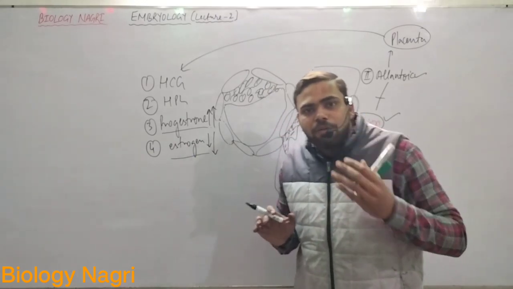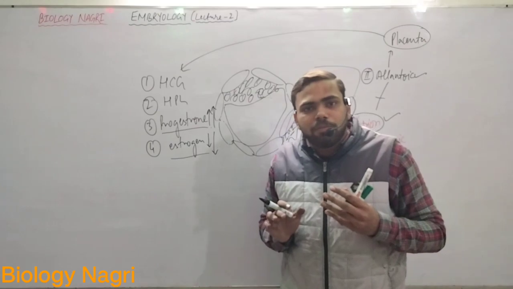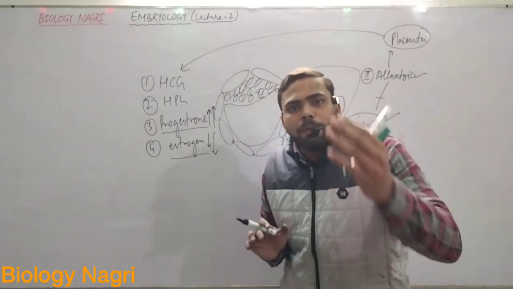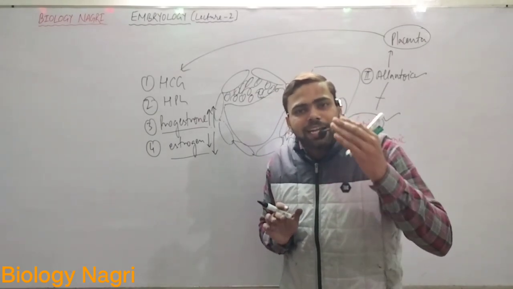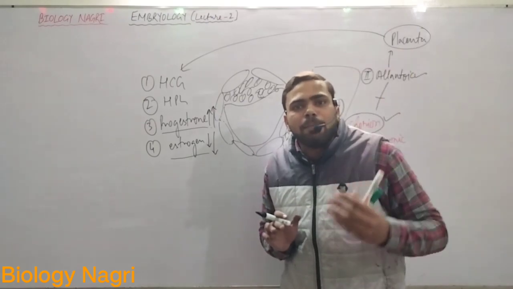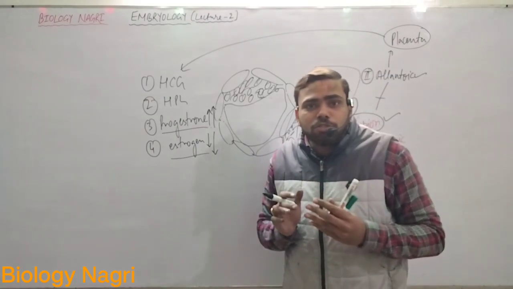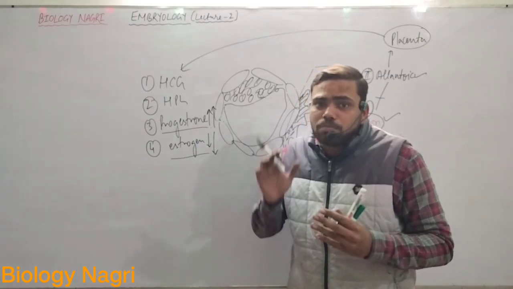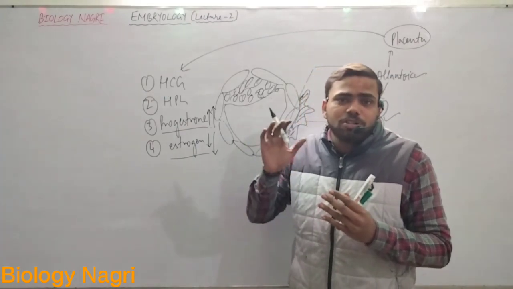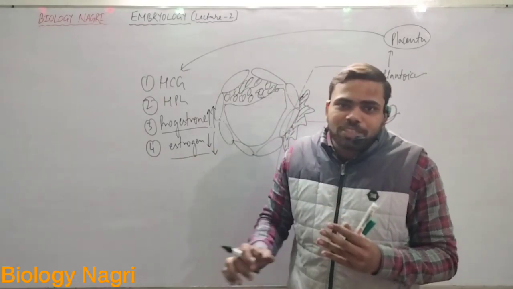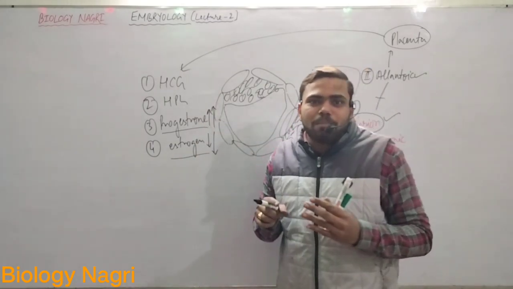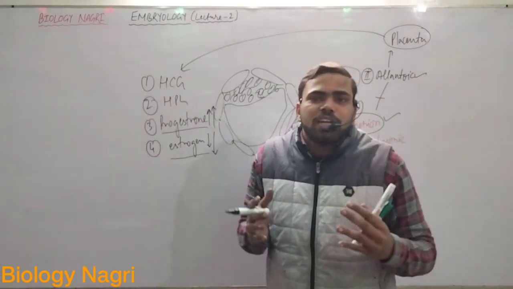And if there is a myometrial contraction in the female body, it will lead to labor pain in the mother's body. That labor pain will affect the hypothalamus. The hypothalamus will send the message to the posterior pituitary to release more and more oxytocin. That is also known as the birth hormone. And that oxytocin again acts on the myometrium for more and more contraction.